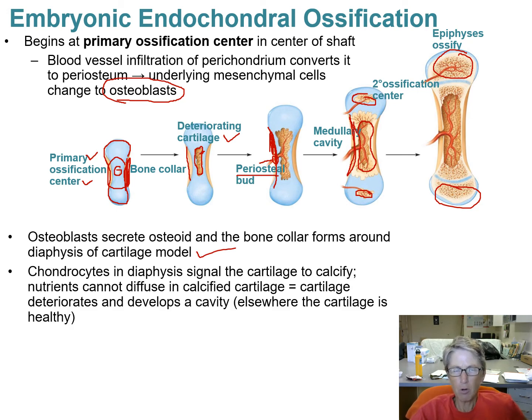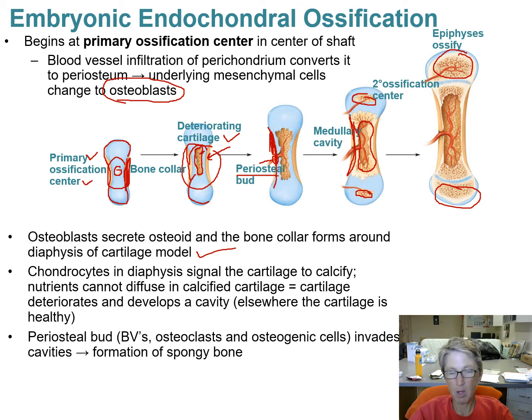And then it tells you here, so remember this middle part is the diaphysis. So chondrocytes that are in the diaphysis will signal the cartilage to calcify. Once you have calcified cartilage, then nutrients can't diffuse to the chondrocytes, and the chondrocytes die. The chondrocytes die, that means the cartilage will deteriorate, and that's what it shows in this cartoon. And then you get this cavity. But everywhere else, the cartilage out here is still healthy.